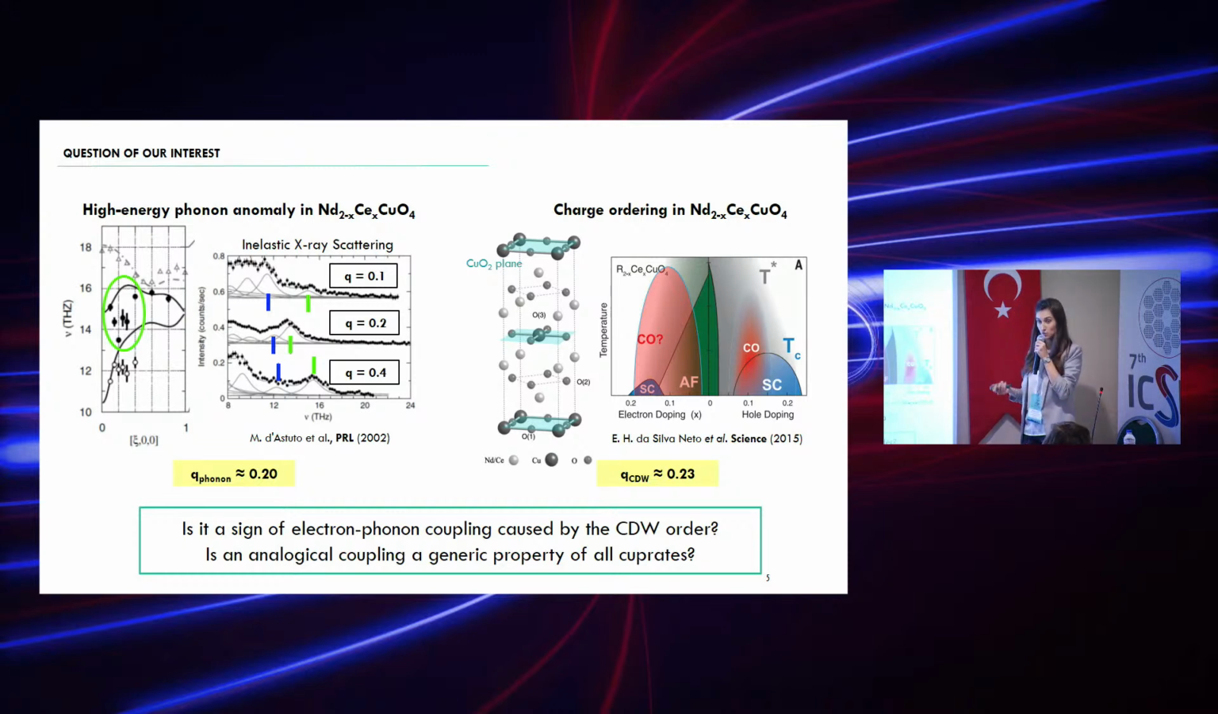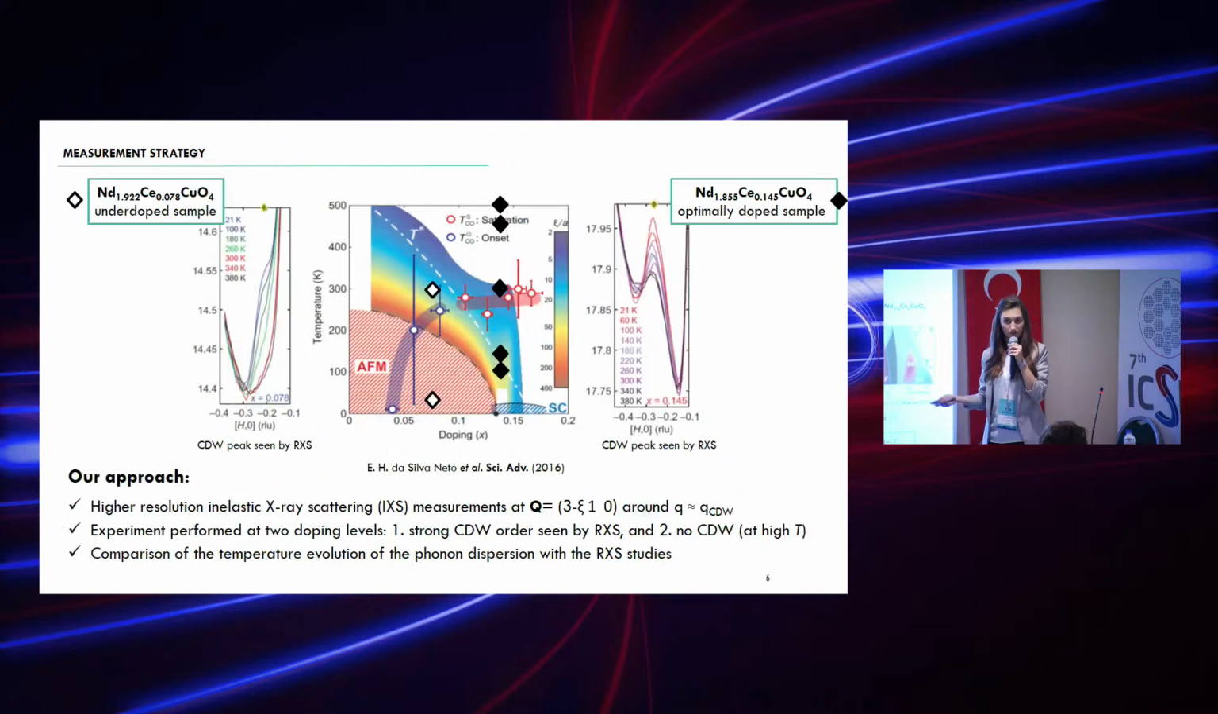So what we did was to redo this experiment and make it for different temperatures and dopings, also for the same compound, neodymium cerium copper oxide. Why this compound? Because it's a very simple one with one copper oxygen plane per unit cell, and another advantage is that for this compound charge order appears over a very wide range of temperatures and dopings. So it's quite easy to follow charge order in this compound.